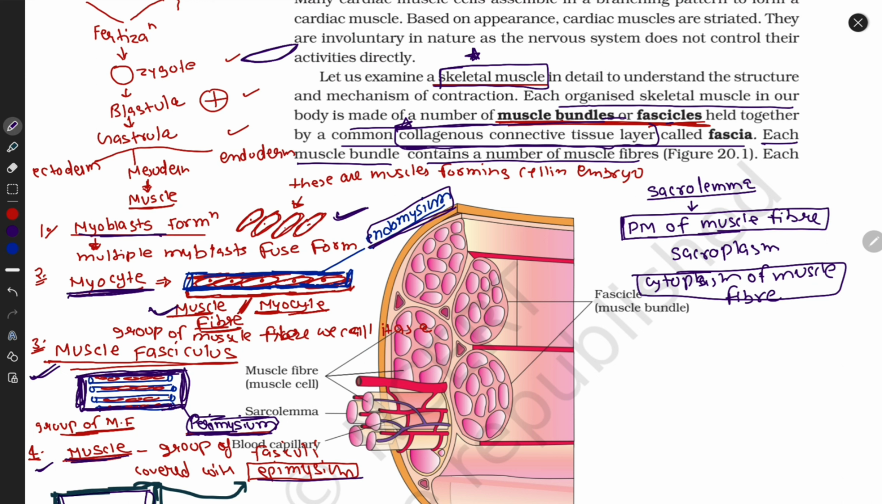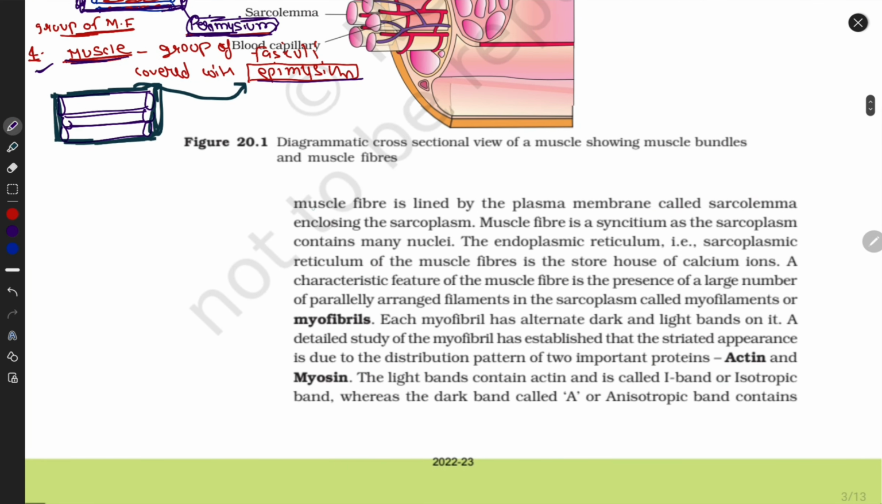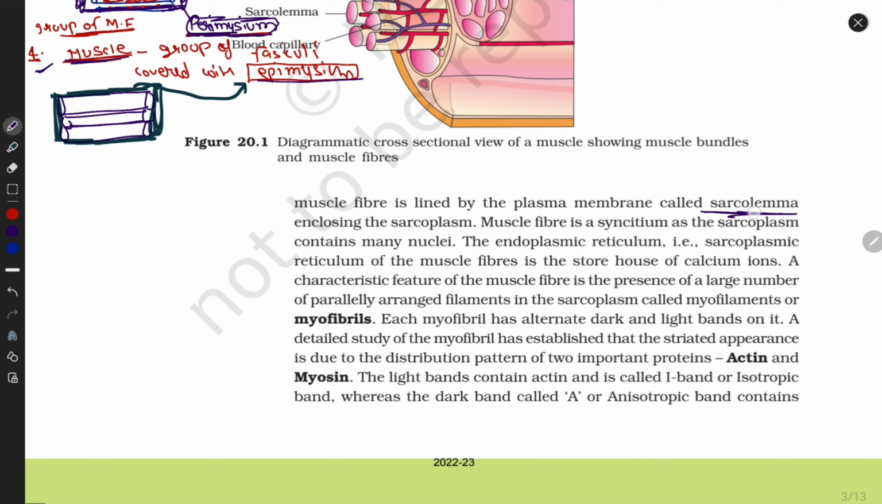Simple, guys. I'm explaining all the things here, but you can relate them. A muscle bundle, the muscle fasciculus, contains a number of muscle fibers. First thing, a muscle bundle is a group of muscle fibers. Look here. What is sarcolemma? The plasma membrane of the muscle fiber. What is sarcoplasm? The cytoplasm of the muscle fiber. The muscle fiber is a syncytium, as the sarcoplasm contains many nuclei. Of course, the sarcoplasm of the muscle fiber contains lots of nuclei.